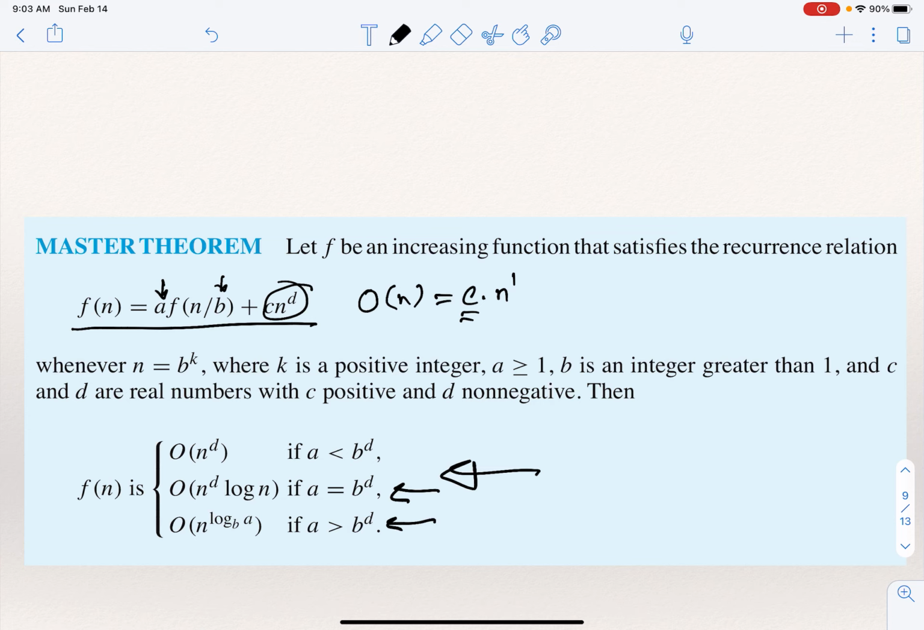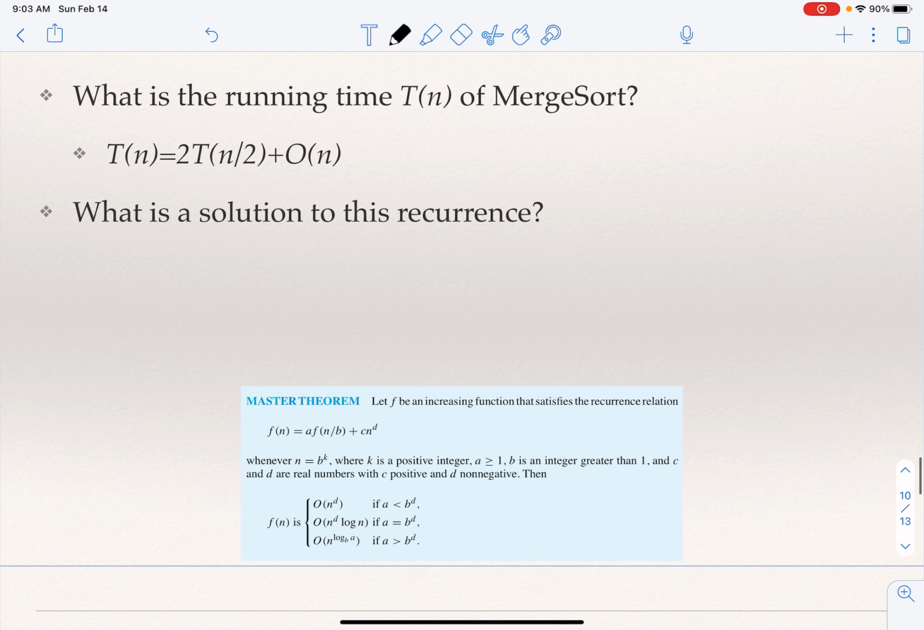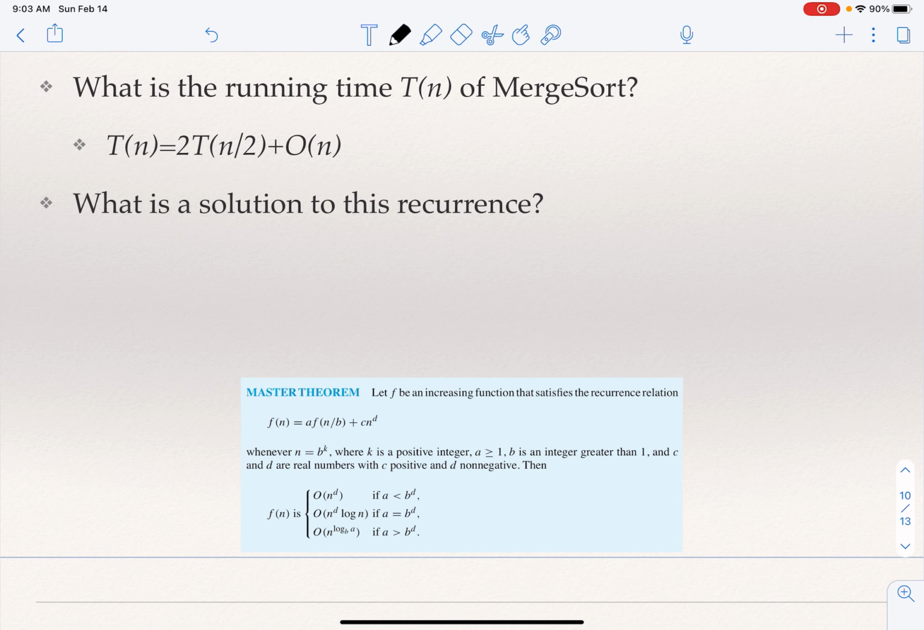Okay, so this is the master theorem, and it's a very powerful tool. So if we come back to Mergesort here and we want to solve it, what is A? In this case, A is 2, because we are going to solve both subproblems. B is 2, and what is D? D is 1, because O of N means N is to the power 1.